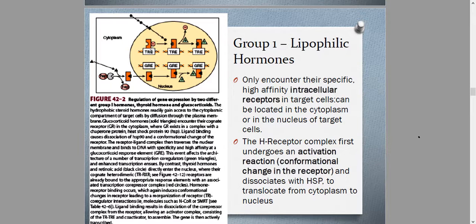So their receptor is already attached to the response element, to the DNA sequence. Now, as your thyroid hormone binds to the receptor bound to the response element, conformational change happens and will also result in activation of gene transcription.